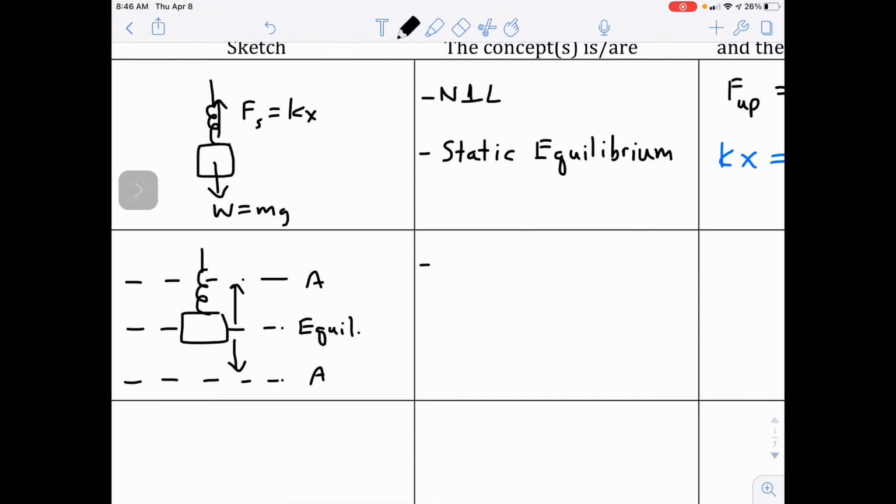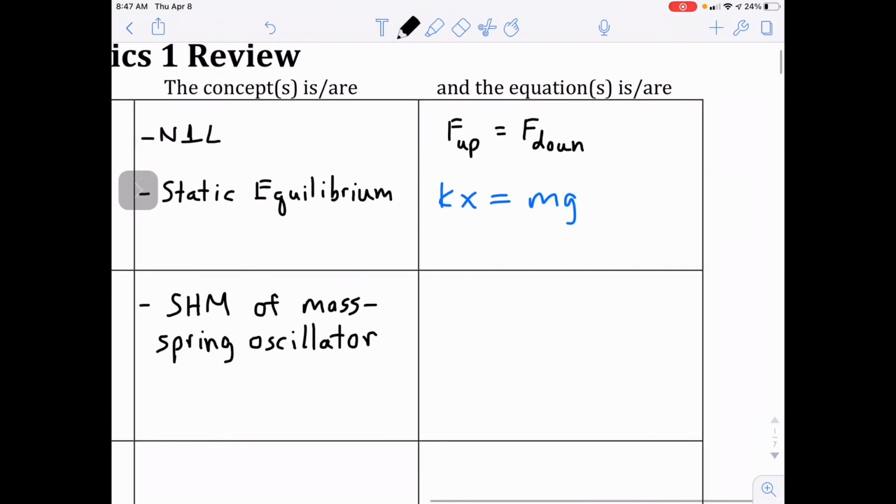Well, the concept involved here would be simple harmonic motion, which we'll abbreviate SHM, of a mass spring oscillator. Now, what formulas do we need to know that match this particular concept? Well, one, we need to know that the period of any oscillator is 2 pi over the angular frequency omega.